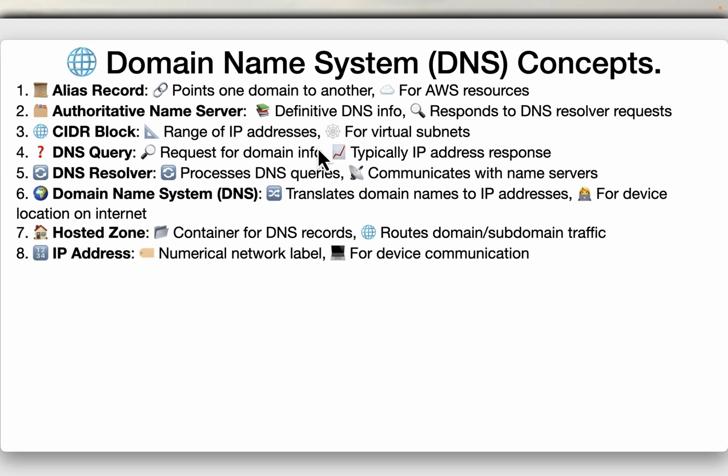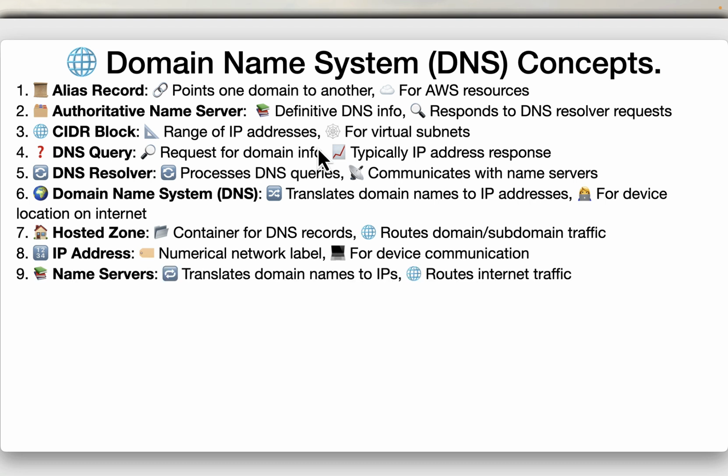8th, IP address, a numerical label assigned to each device on a network, enabling them to communicate with each other. 9th, name servers, servers that translate domain names into IP addresses to route traffic appropriately. 10th, private DNS, a DNS service within AWS that allows routing of traffic within virtual private clouds, VPCs.